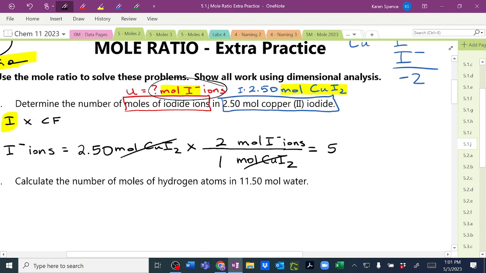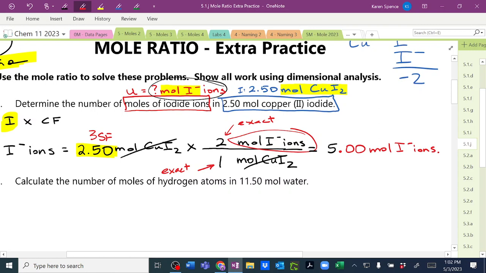How many sig figs should we have? We should have 3 sig figs, because here we have 3 sig figs. Mole ratios, because they're like counting atoms, it's the same as a particle ratio. Those are exact numbers, so these are exact, and so they're infinite. So we need 3 sig figs, so we're going to add a 0.00, and our unit is the moles of I minus ions.